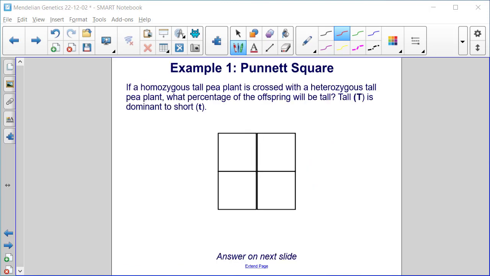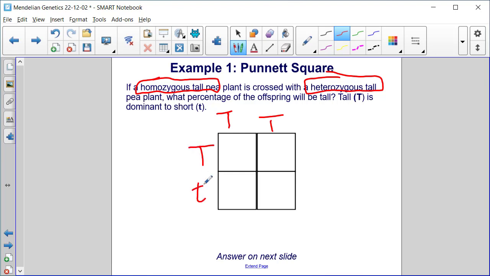Example 1, Punnett square. If a homozygous tall pea plant is crossed with a heterozygous tall pea plant, what percentage of the offspring will be tall? Tall is given by the allele capital T and is dominant to short, which is given by the allele lowercase t. So I'm going to work through it on this slide, and then I'll just summarize the answer on the next slide. So we're crossing a homozygous tall, which means both alleles are for tall, and a heterozygous tall, which means one of our alleles is for tall and one is for short.